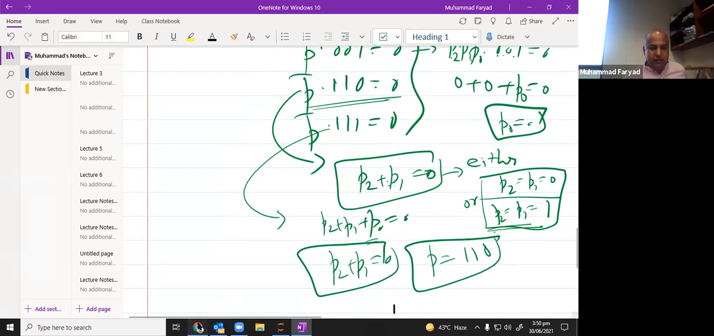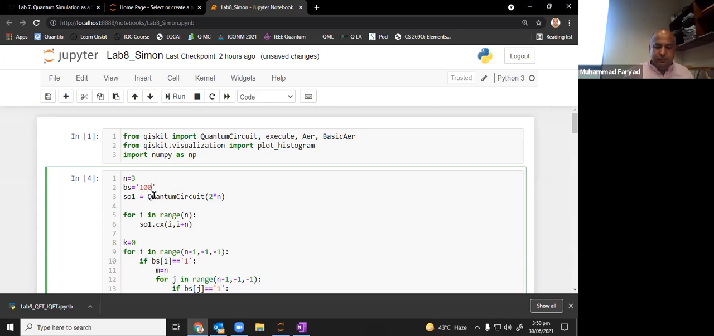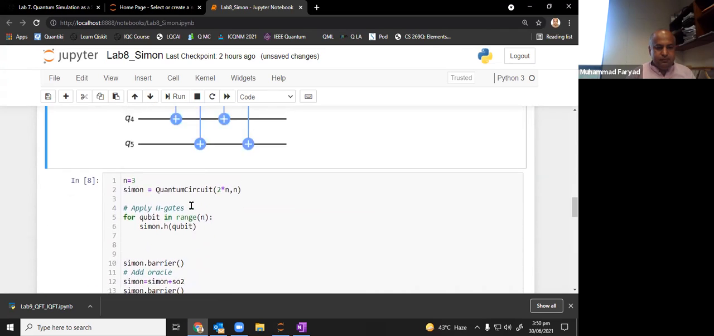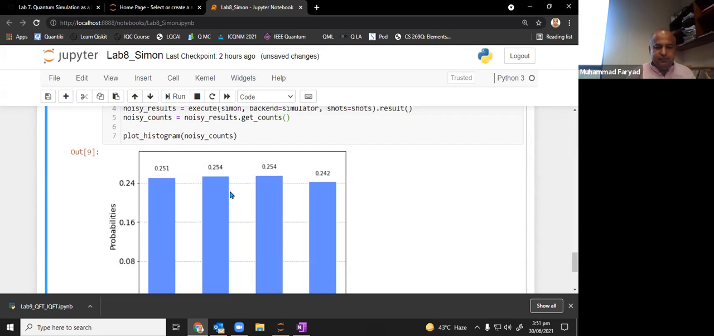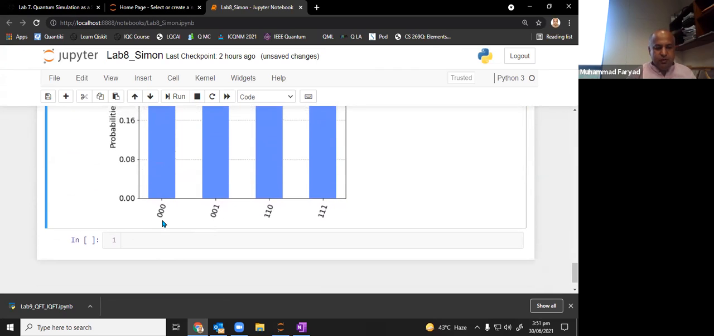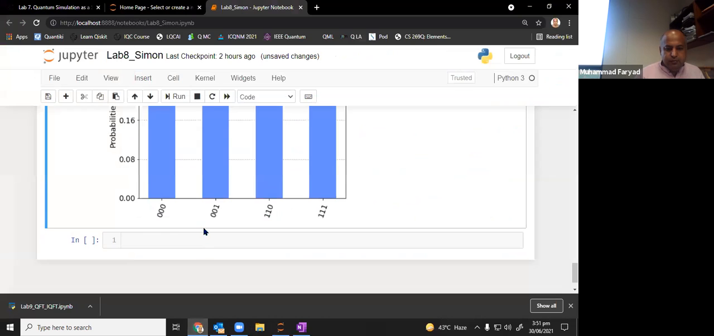Just to have another example, let me do it for another string, for example 0, 0, 1. Last time I used oracle S2, this time let's use S1. So when I run this, I get non-zero indices as 001, 110, and 111.